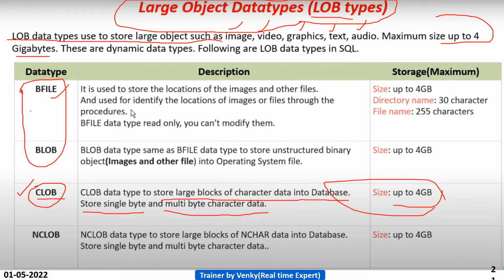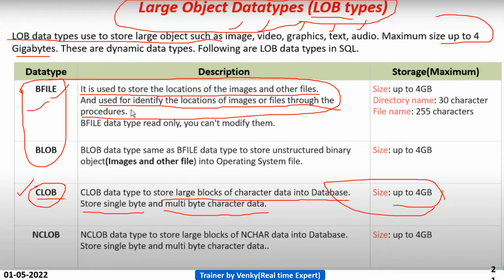See, observe. First, BFILE. It is used to store the location of the image and other files, and to identify the location of the image and files through procedures. As I said, we can use these data types only in PL/SQL, the procedure concept, to store the location. It will store the location of the image and other files.